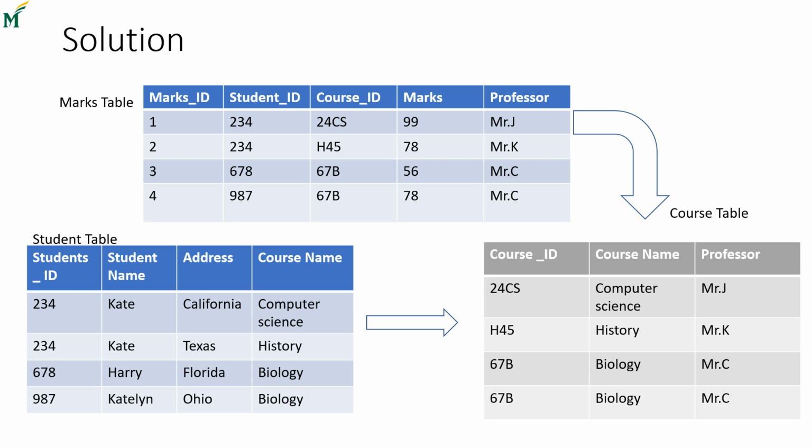Here is an example. Our objective is to remove the professor column from the marks table and move it into the course table. The course name is extracted from the student table and together called the course table. This is how second normal form works.